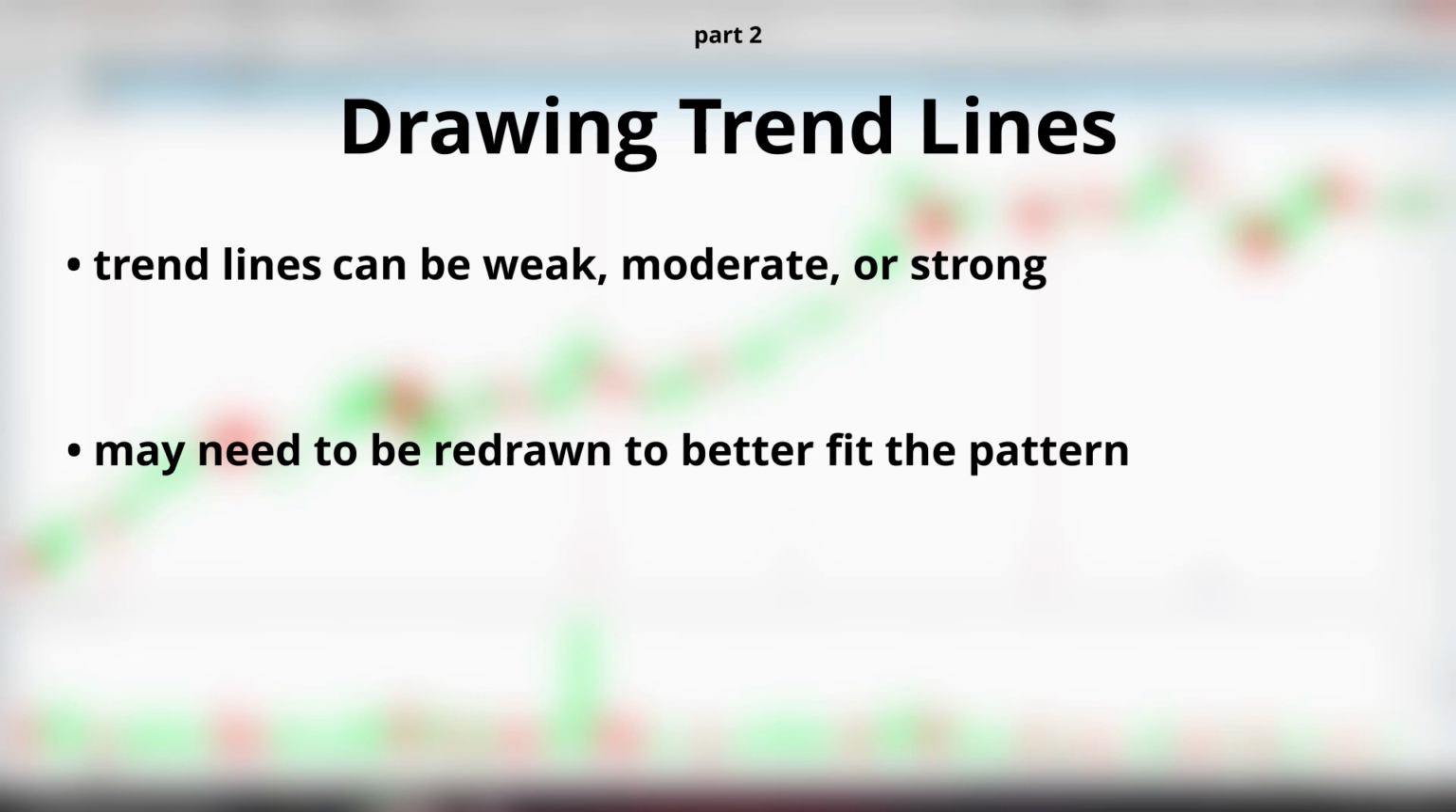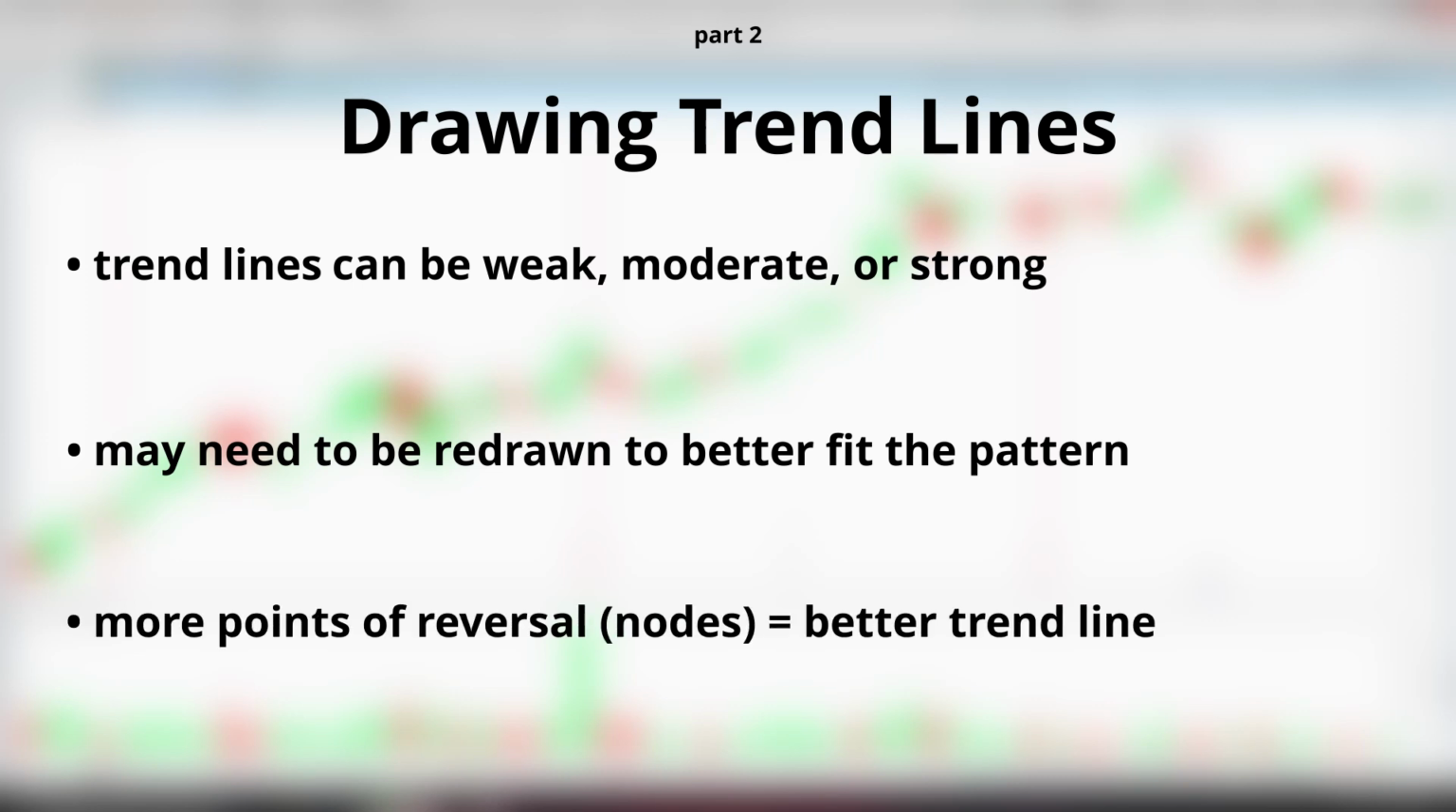To know if a trend line is good, you want to see how many points of contact you can find on the trend line, specifically points of reversal. If you can find many points of reversal, which we call nodes, on the trend line, then you know that this is a good trend line.